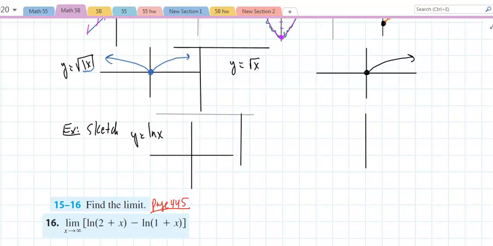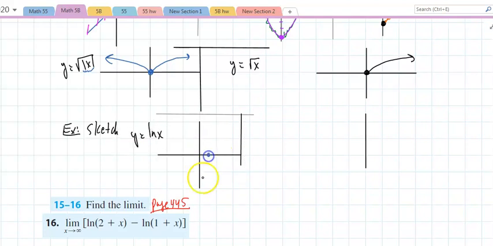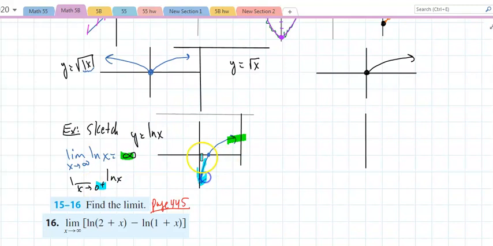The graph looks like this. Assume that's a 1 right there. So if I am to say, what is the limit as x approaches infinity of natural log of x, what would you say? Well, if I glance to the right, that seems to be approaching infinity. Going up very slowly, but eventually it will reach infinity. And if I take the limit as x approaches 0 from the right, that would be approaching negative infinity.